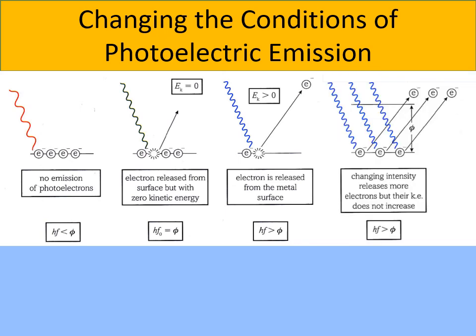Now over here we have the same frequency radiation as in the third diagram, but what we're doing here is increasing the incident intensity of the wave of a single frequency above the threshold frequency, and this means more electrons will be ejected per second, but it will not affect their kinetic energy.